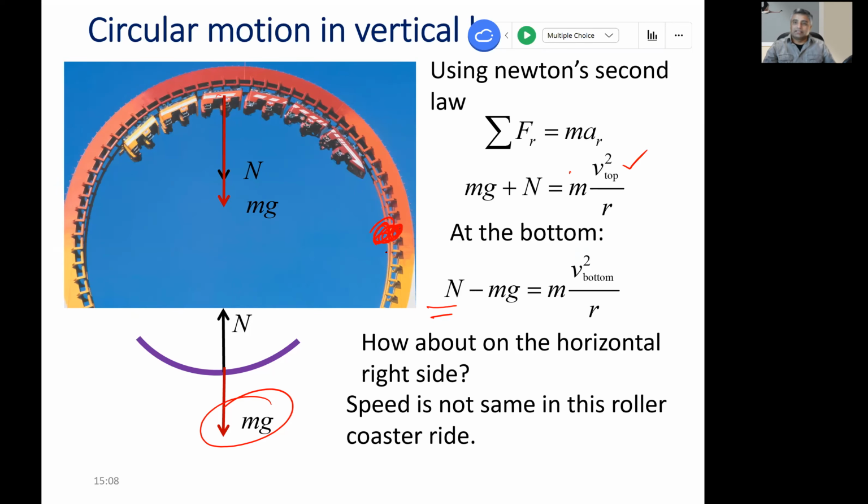Left, up, down, towards the center, or left? Yes, towards the center is going to be better, right? Your left and my left may be different. Okay, so at that point, normal force is this way, and weight is vertically down.